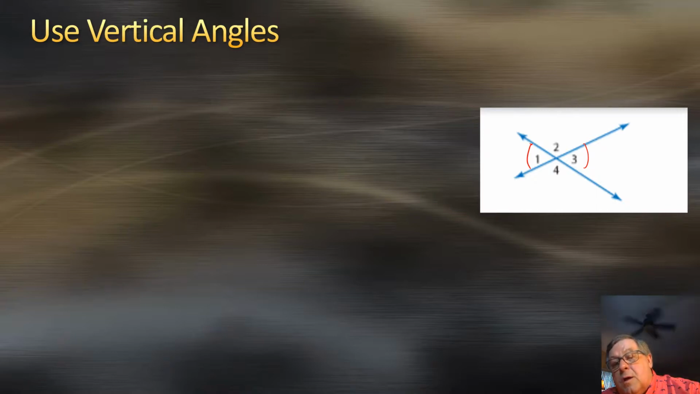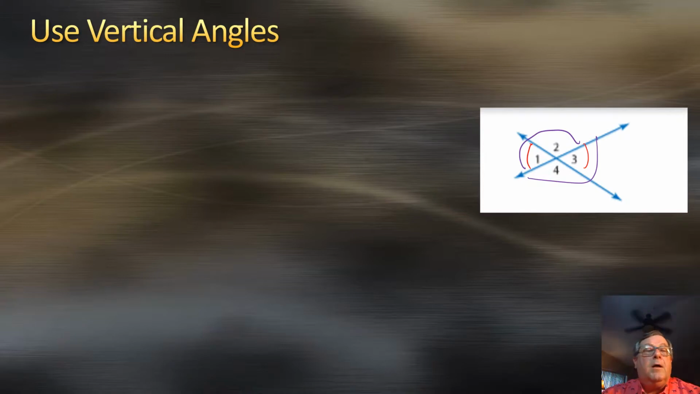You might also notice while we're here that 1 and 2 and 3 and 4 also constitute a linear pair, and so do 2 and 3 and 1 and 4. But we're going to focus on vertical angles. Sorry to get a little off track there. So let's see what we have here in our proof.